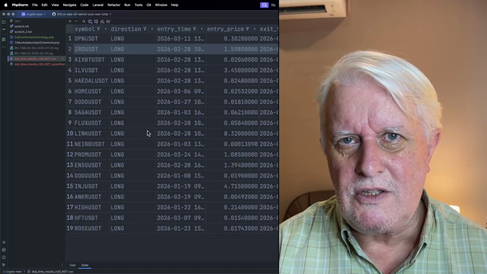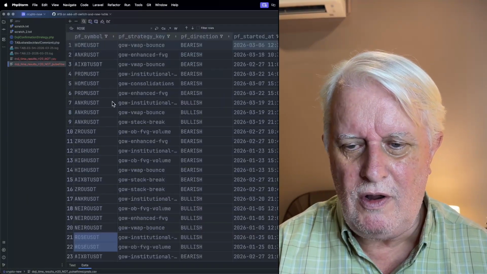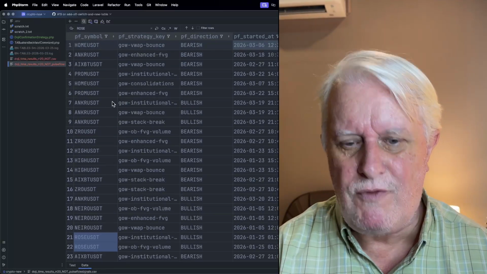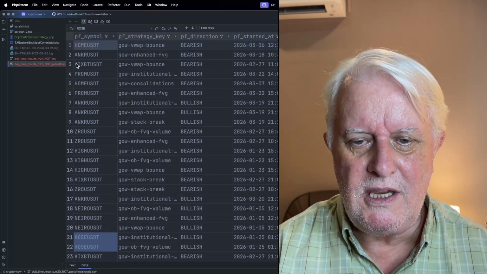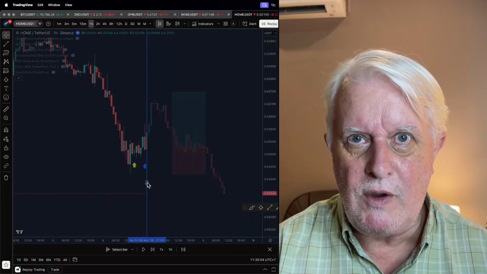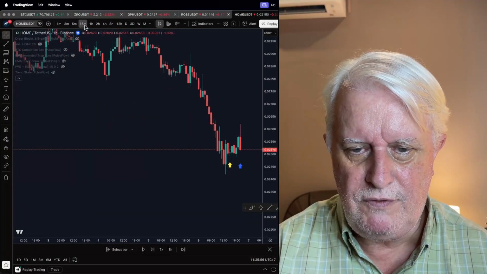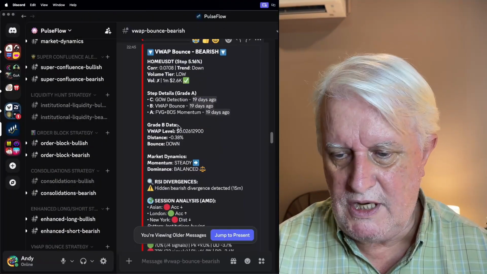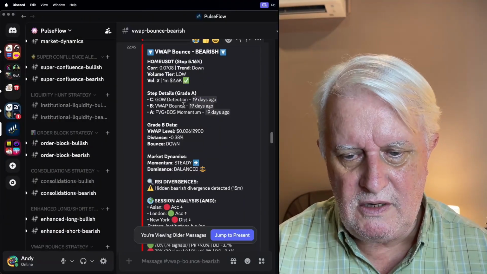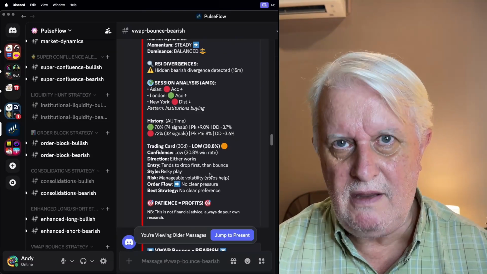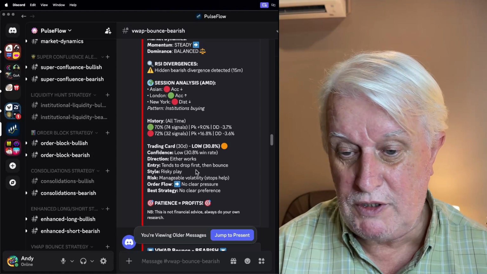When I store the data of a backtest, I also store if the same coins were traded by Pulse Flow over that exact time frame. And Home USDT is a good example. This one was looking for a long, but Pulse Flow, if I rewind this and move to the 15-minute chart, Pulse Flow had an alert. Back on the 6th of March, bearish signal, tends to drop first, then bounce. Risky play. You get all this market context in Pulse Flow.